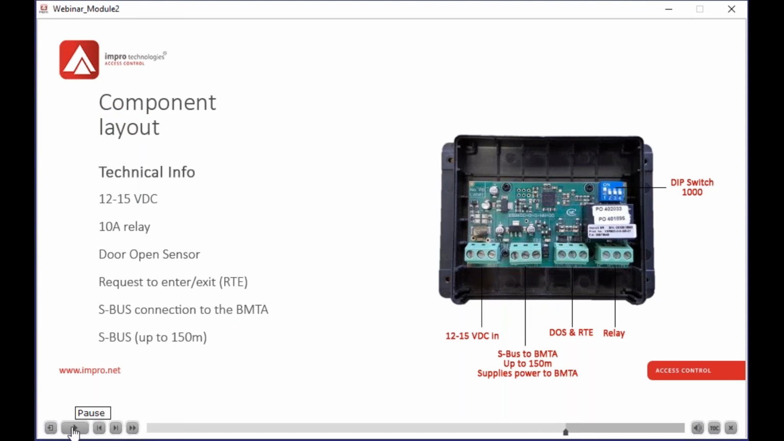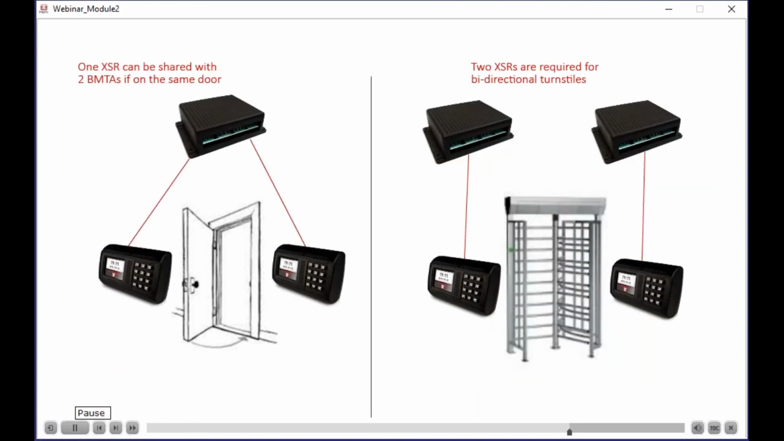The component layout of this device has an input of 12 to 15 volts DC. It has a 10 amp relay on board. It has a door open sensor input and a request to enter and exit input, which is the RTE input. It has an S-bus connection to the BMTA, and S-bus up to 150 meters away. One XSR can be shared with 2 BMTAs if on the same door. 2 XSRs are required for bidirectional turnstiles.